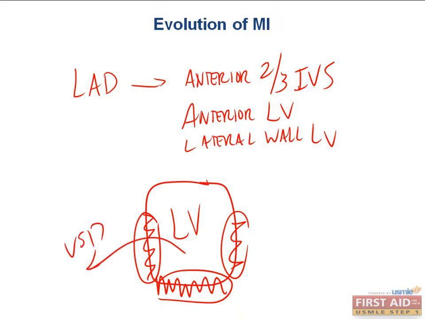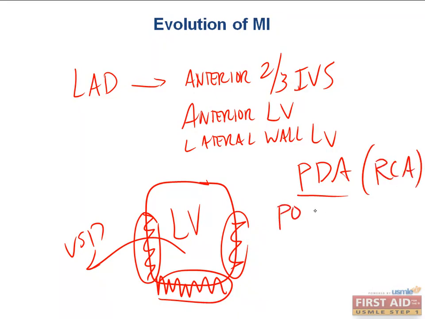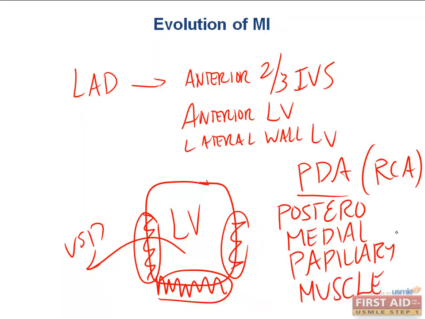Now what if you infarcted the posterior descending artery? What does that come off? The right coronary artery, right? You would probably have decreased blood flow to the posteromedial papillary muscle. Why? Well, what does the posteromedial papillary muscle do? It is posterior, so it attaches to the posterior leaflet of the mitral valve.